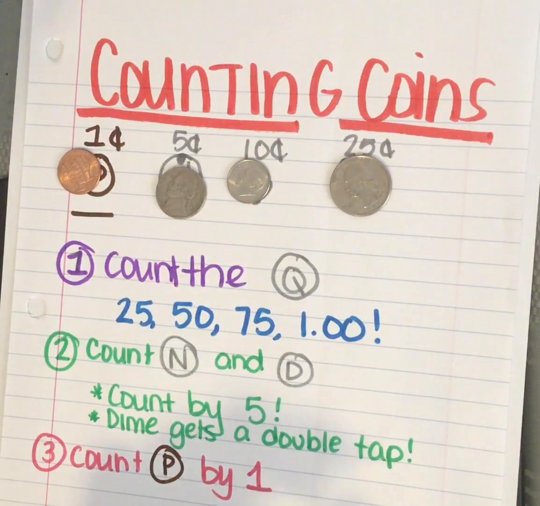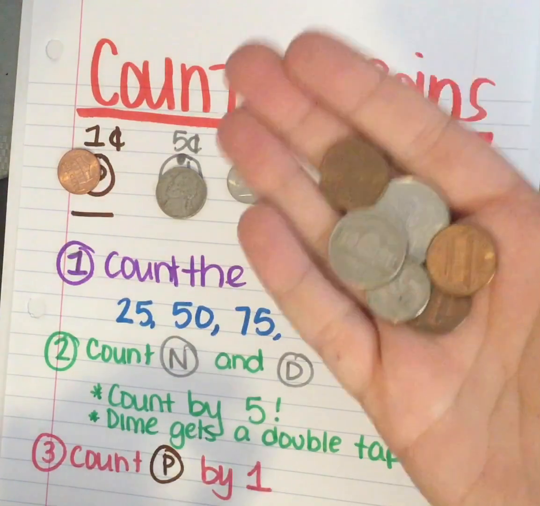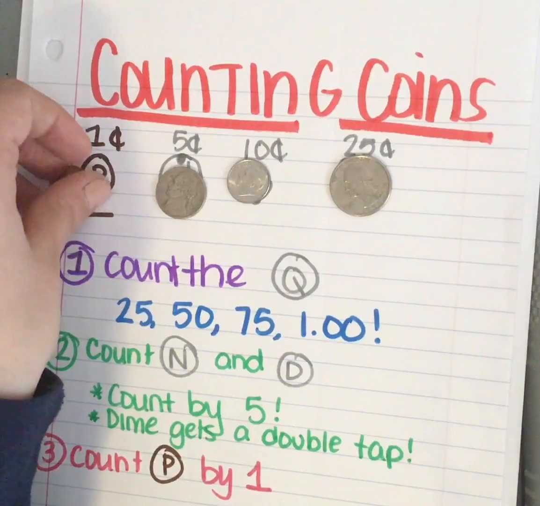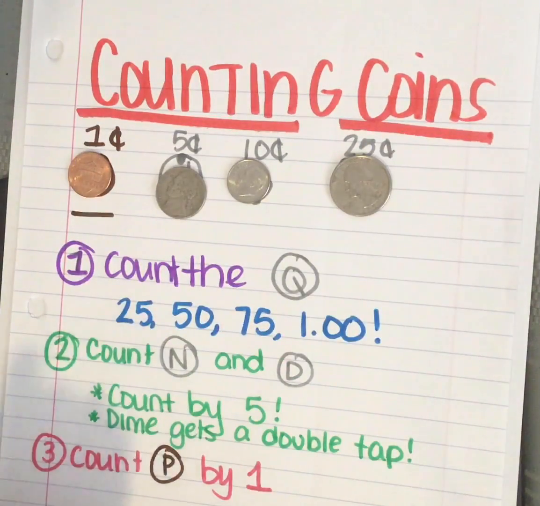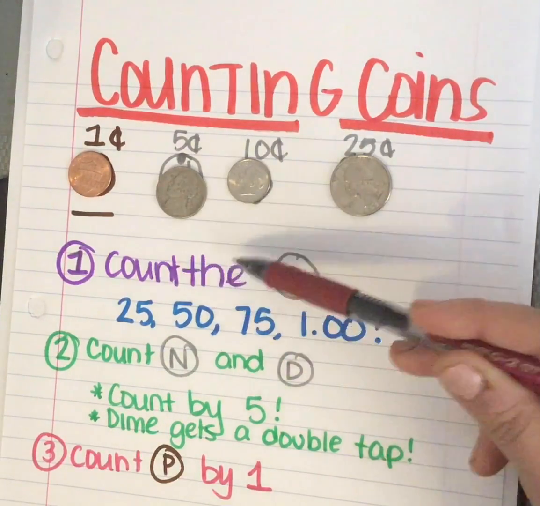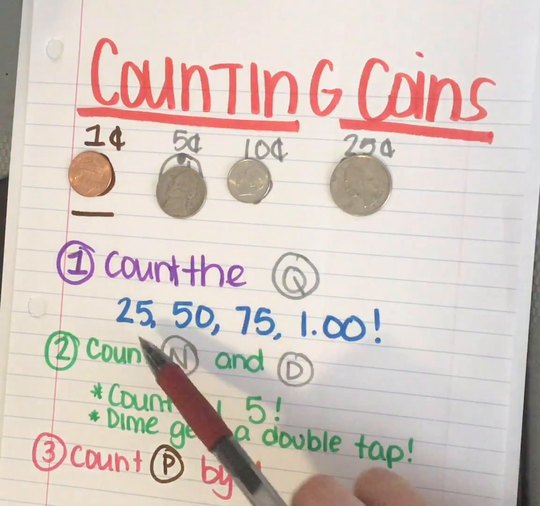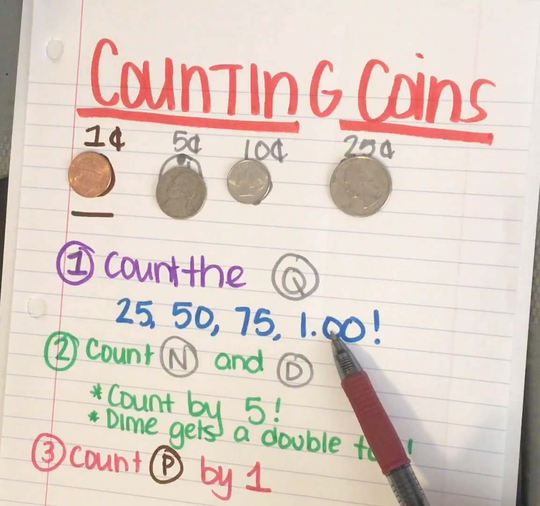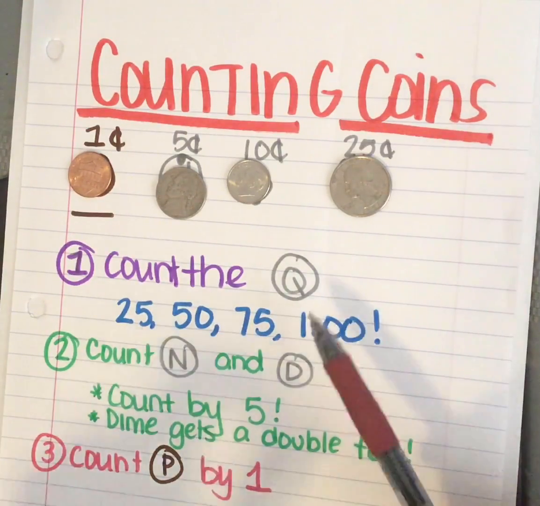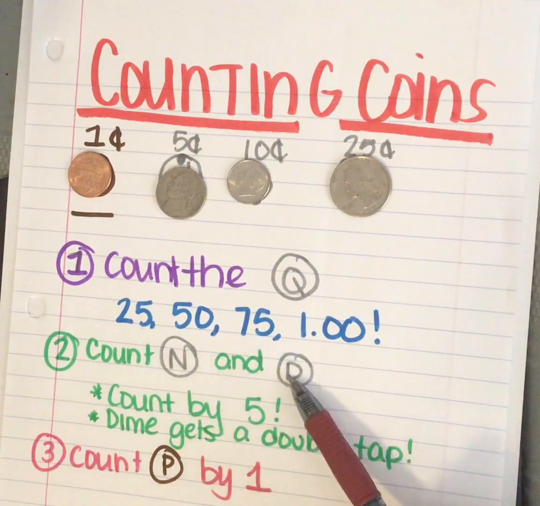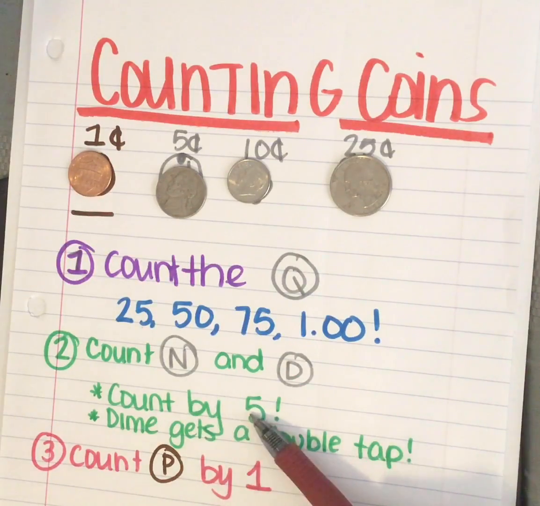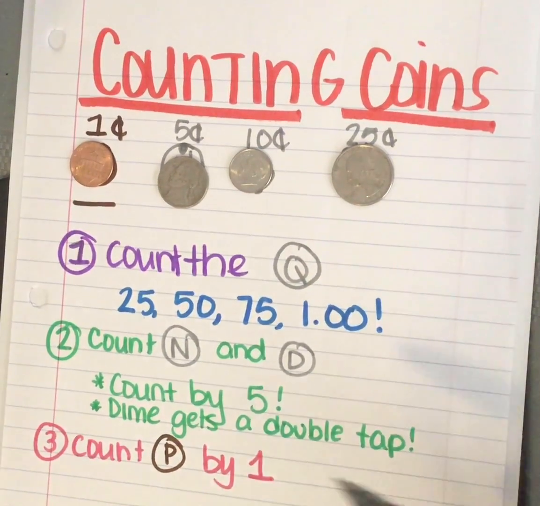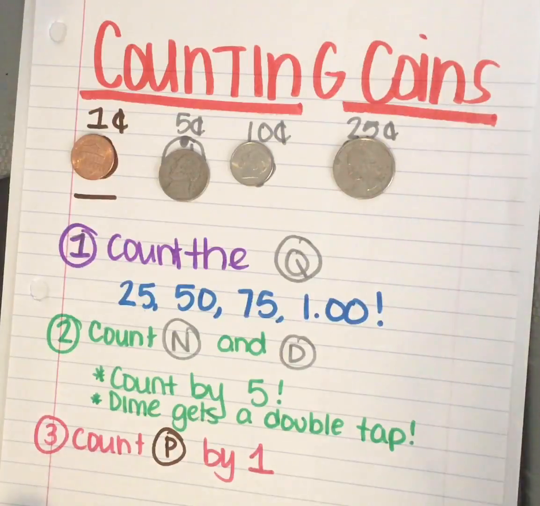So I found some change in my house, and I'm going to create a line plot using the change I have here. And then I'm going to figure out how much money I have. I'm going to remember to count the quarters first, counted by 25, 50, 75, $1. Good job if you're counting with me. Then I'm going to count the nickels and dimes, counting by 5s, and I'll show you how to do that on the next page. And then I'll count the pennies.